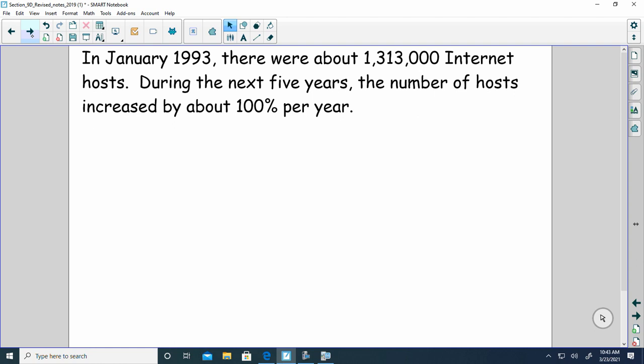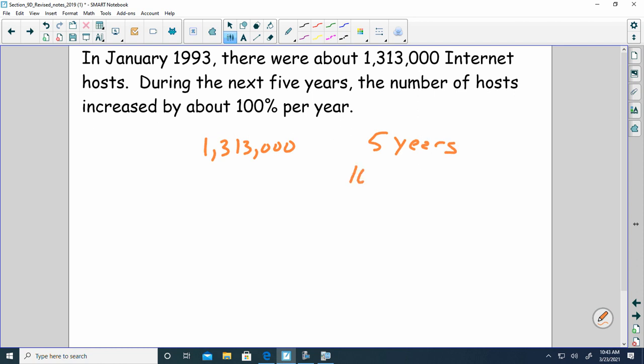Okay? So, January 1993, we were told there were this many, 1,313,000. That was where I started. We're talking about 5 years, and the number of hosts was increased by 100%. 100% as a decimal is 1.00. Agree?